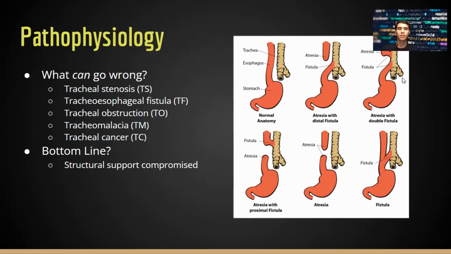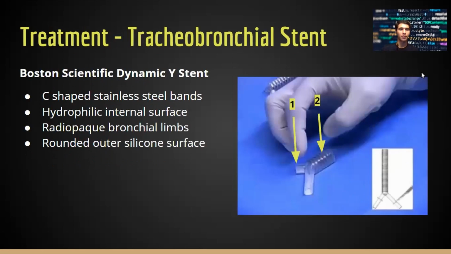You also have obstruction and tracheomalacia, which is when there's a cartilage issue that makes it weak and not structurally sound, so it falls in on itself. And of course, tracheal cancer. But for most of these cases, it pertains to structural support being compromised. With the exception of cancer, that's not really helpful there.